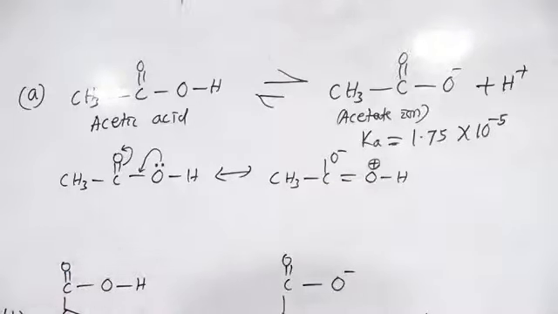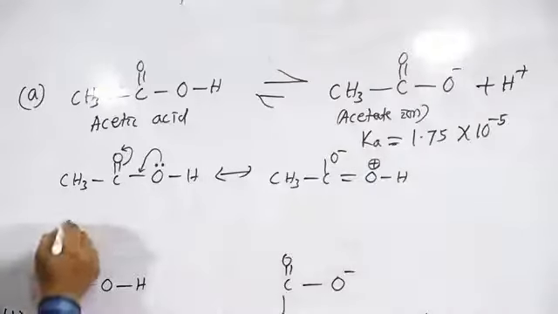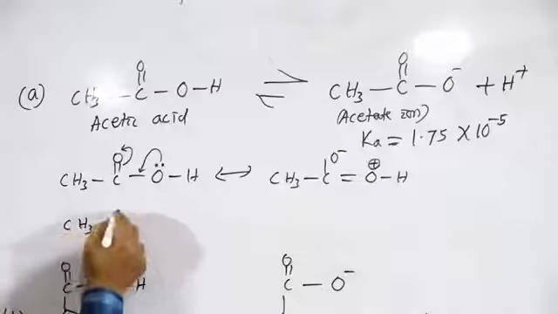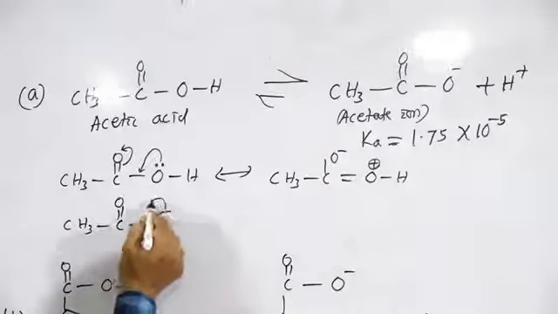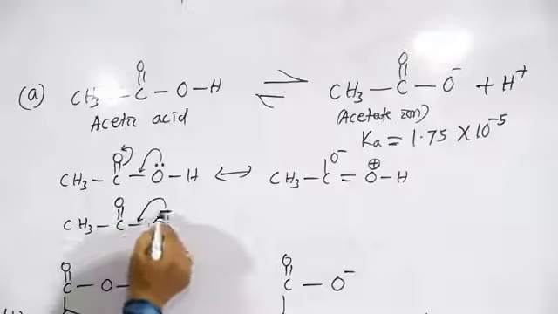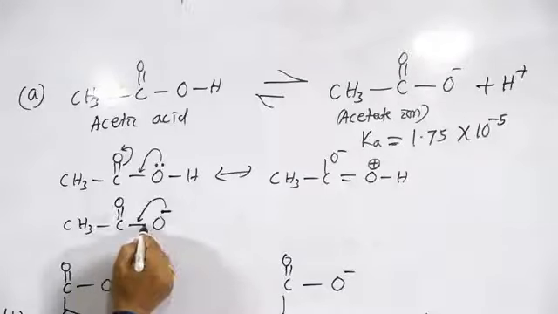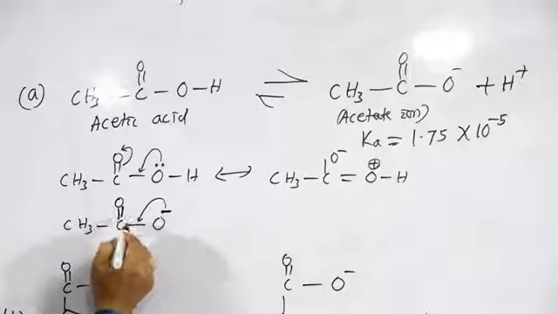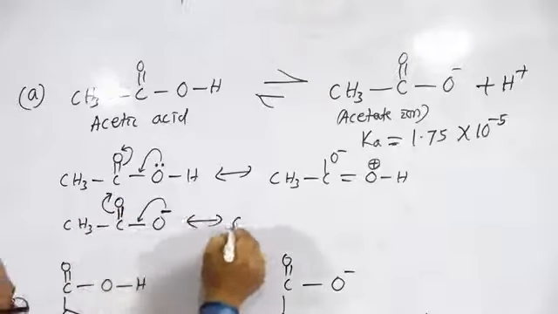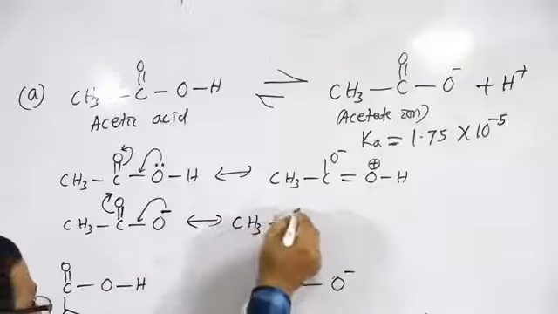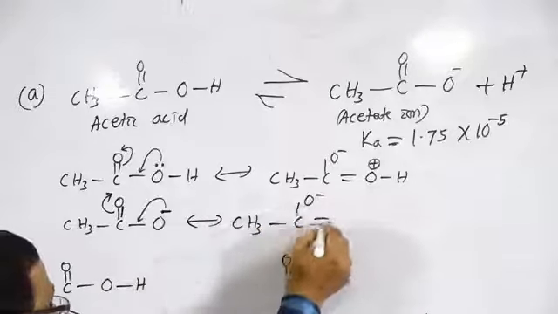And if we draw the resonating structures of that acetate ion, that is CH3, C double bond O minus, negative charge, single bond, double bond, conjugation. So this bond will be shifted to this side. So there is the formation of CH3, C, O minus, double bond O.